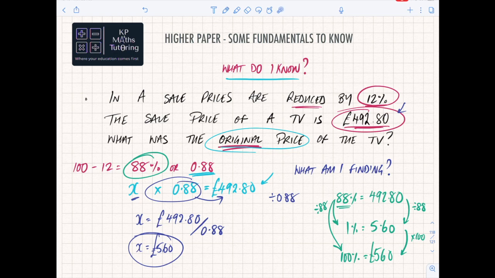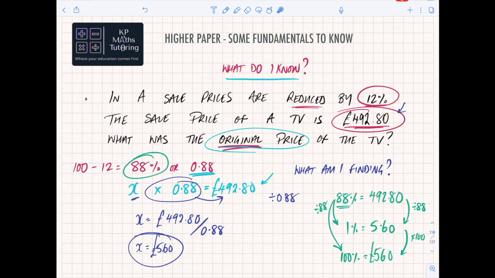But the concept's the same, right? What do I know? That's what I know. What am I trying to find? 100%. And then how do you get there? So always multiple methods, always multiple ways to do stuff in maths, but just always give yourself these two questions when you see working backwards, right? What do I know? What am I trying to find?